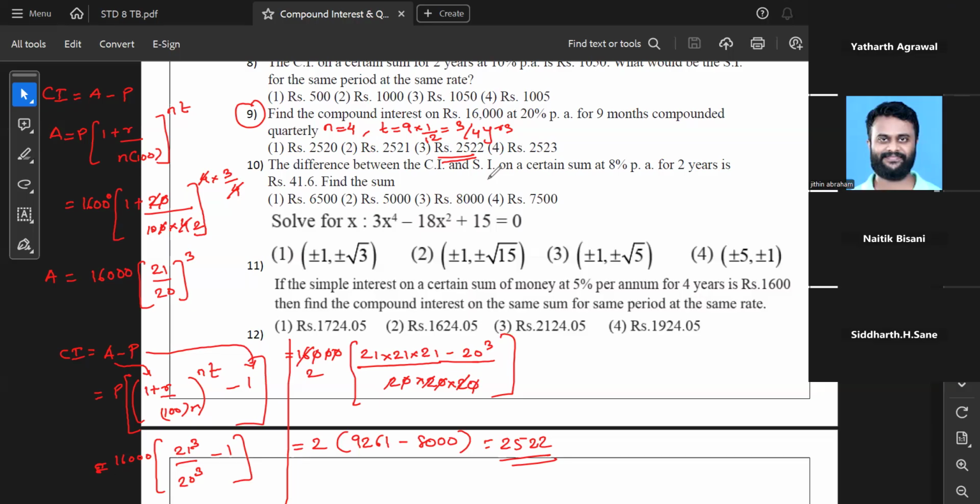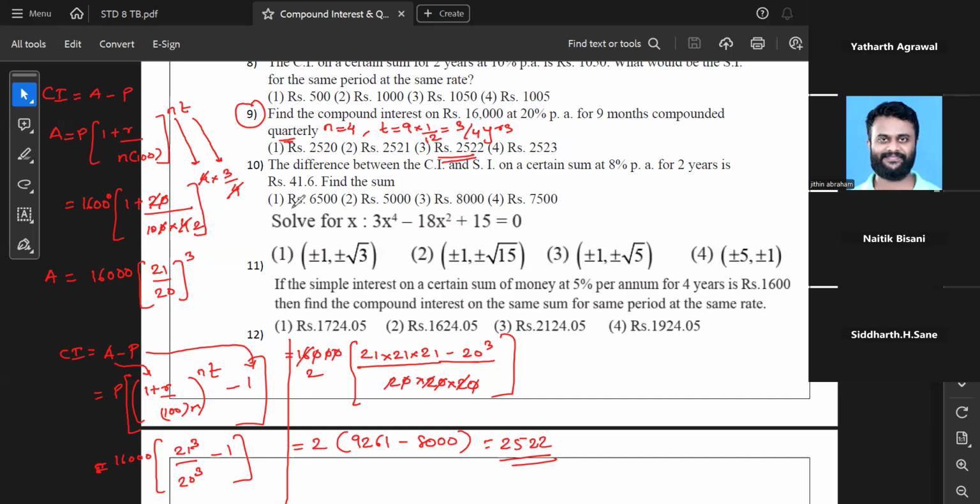Yes, Yatharth. Sir, I understood the later part, but I did not understand how you got that 4 into 3 upon 4. Okay. So 4 is n and t is 3 by 4. And what is n? How many times are we going to take interest in a year? If interest is compounded quarterly, it means in a year, 4 times we are going to compound it. And T is total time period in years. 9 months means 9 by 12, 3 by 4 years. Hence this.